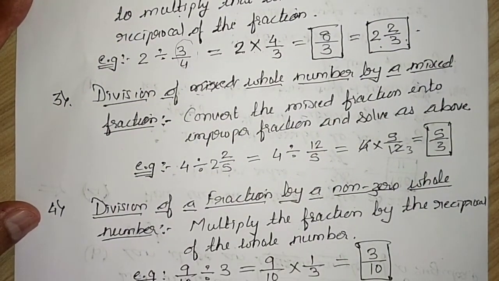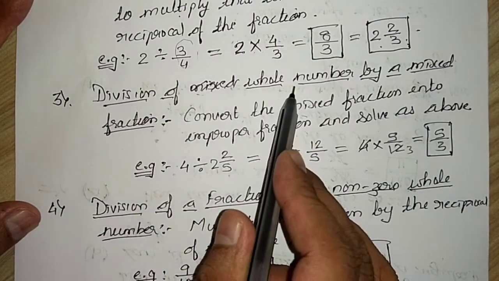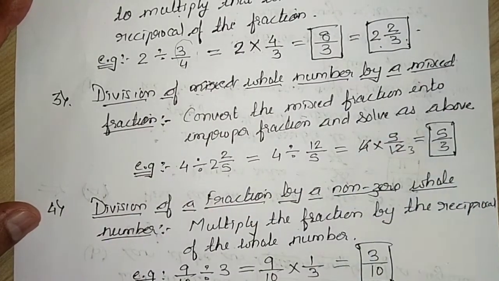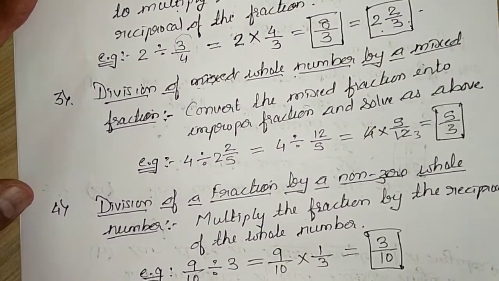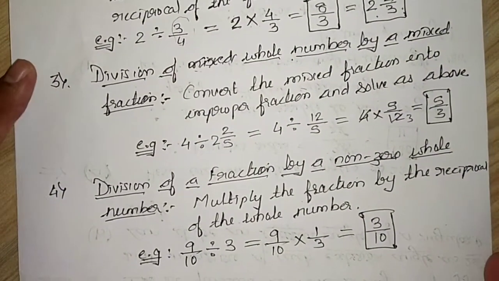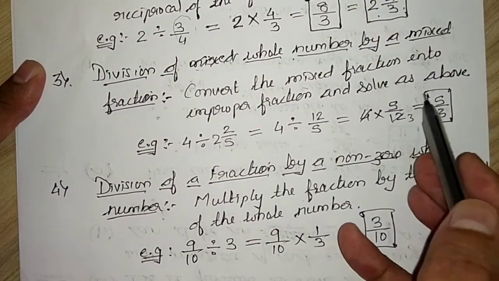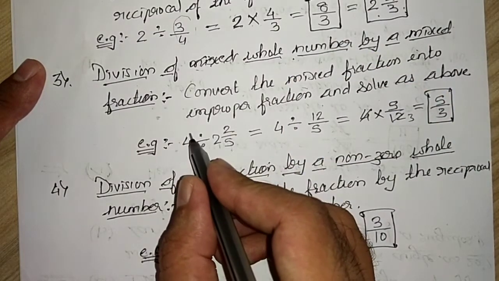Now moving to next topic, third part, division of a whole number by a mixed fraction. First it was only proper fraction, now we will see if it is mixed fraction. Then don't worry, convert the mixed fraction into improper fraction and solve as we have solved above. Let us see with example.